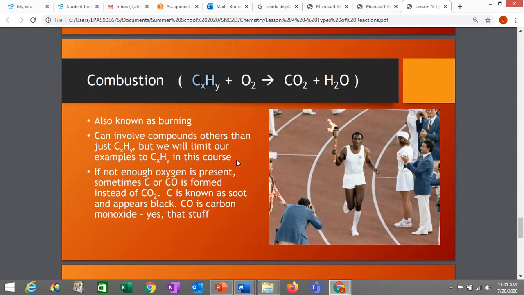Or if you also don't provide enough oxygen, you could produce CO, which is carbon monoxide. And yes, that is the nasty stuff that can kill you. That's why when you're burning something, you want to make sure that you have an open environment. If any carbon monoxide is produced, it can escape and not cause you to suffocate.